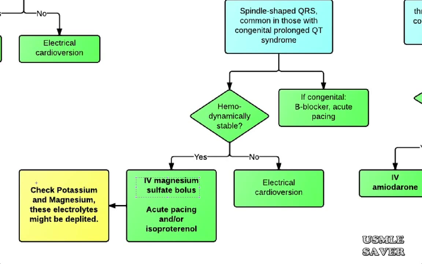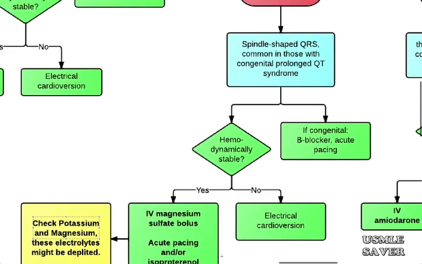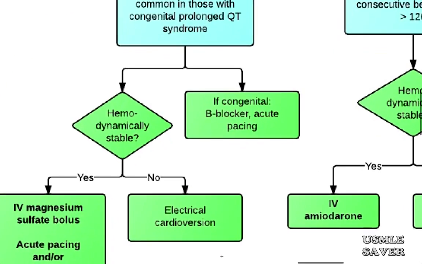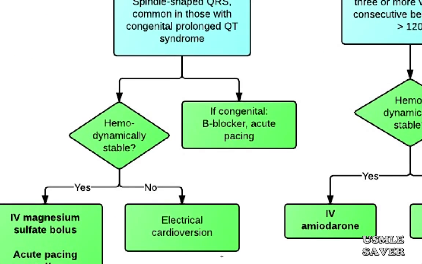Magnesium is only used for torsades. You can also try acute pacing. But make sure you follow these patients' potassium and magnesium levels. If this is a congenital problem, then you can try beta blockers and acute pacing. Alright, let's move to VTAC.